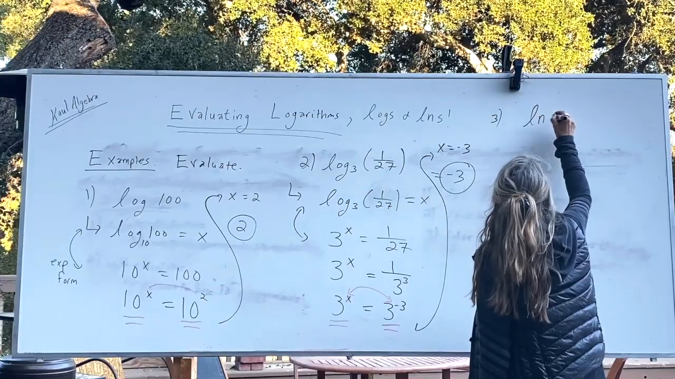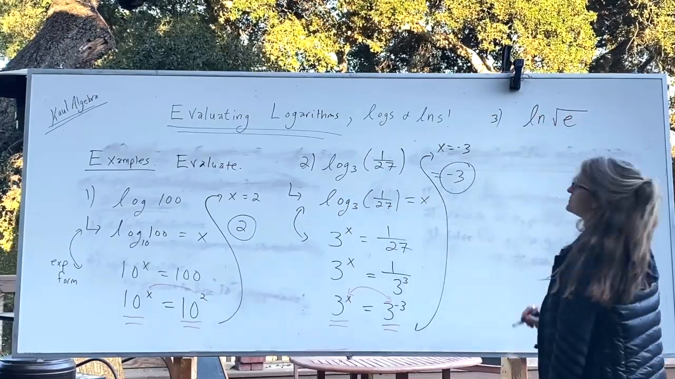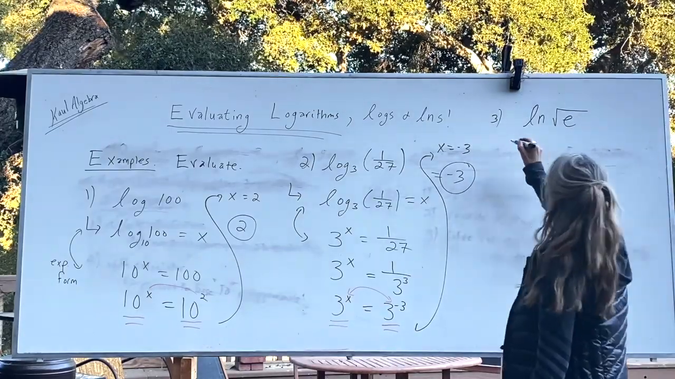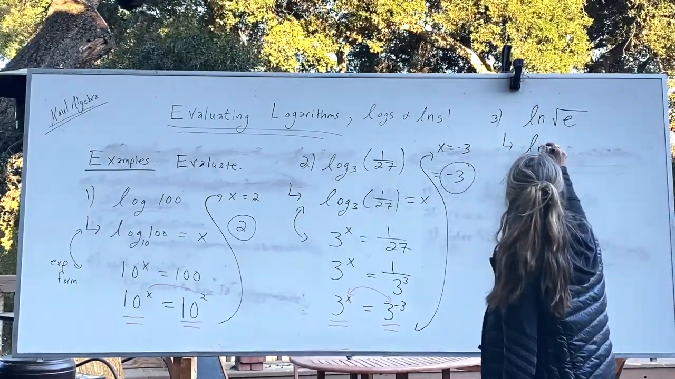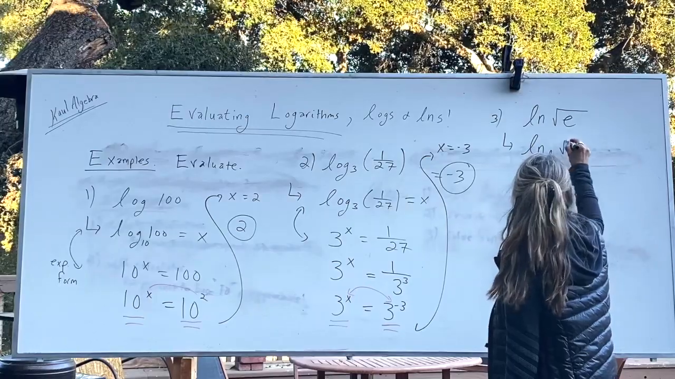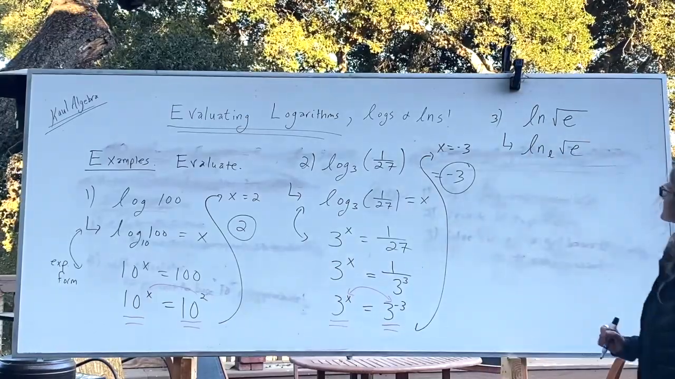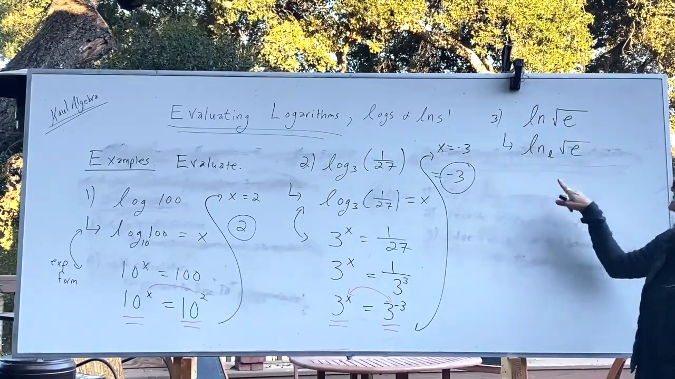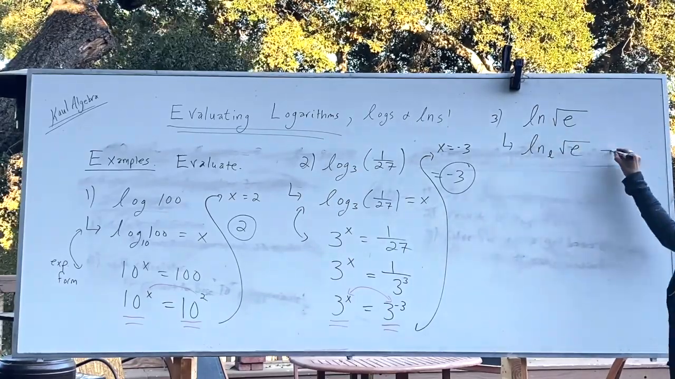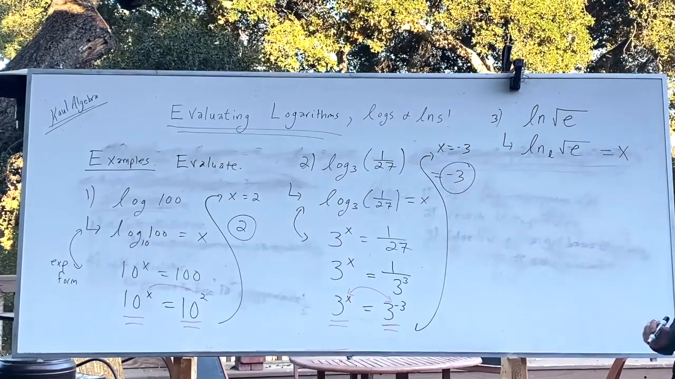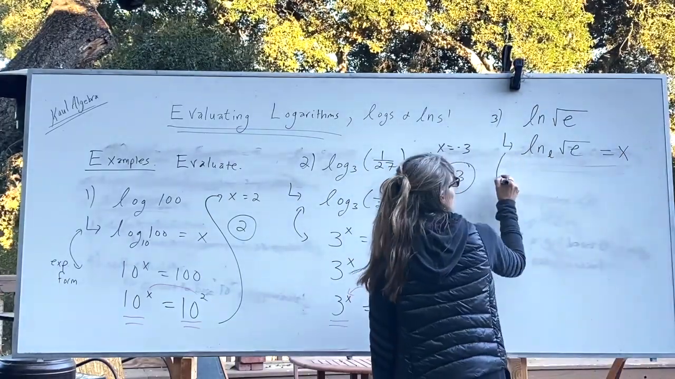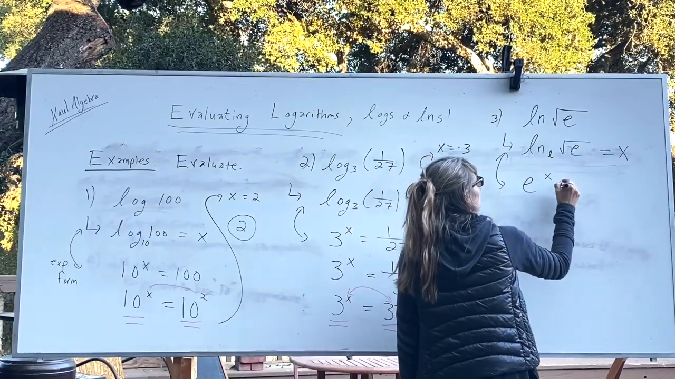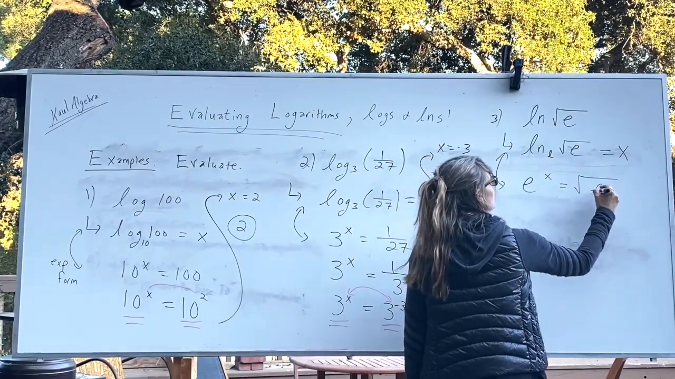I had ln of the square root of e. Okay, here we have a natural log. So what I'm going to do is highlight the fact that it has a base e. Remember, it's not shown here, but there's an understood base e there, and I'm going to set it equal to x. And when I rewrite this in exponential form, I end up with e to the x equals the square root of e.